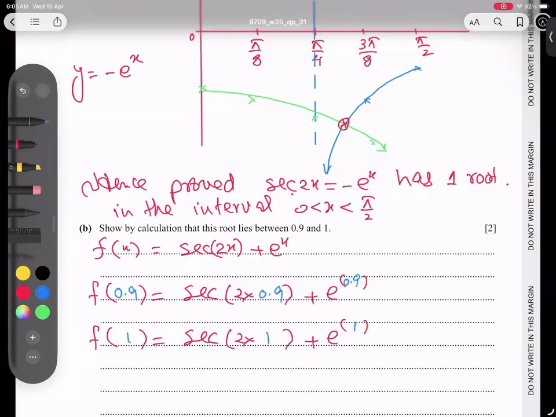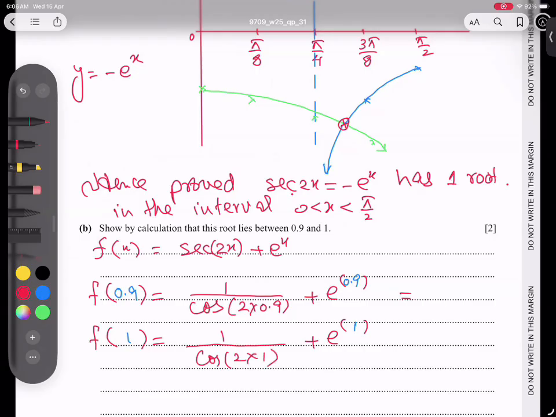And now we have to type in the calculator. When I type secant, we can't do it like this. So what to do? 1 over cos. It means 1 over cos of 2 times 0.9. Same here, students, because we cannot type secant in the calculator. So 1 over cos of 2 times 1. So let's try to check the values.